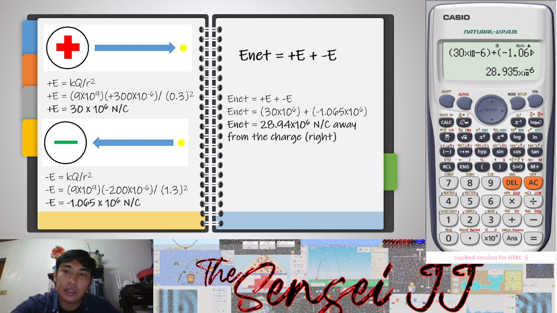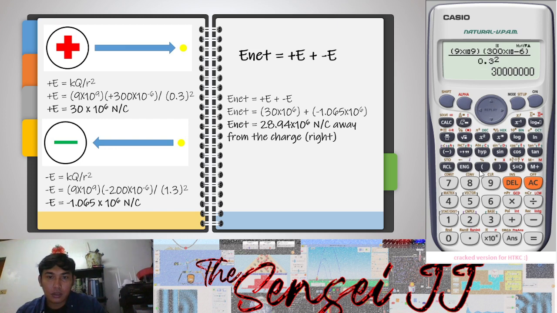Okay, so we have here negative 6. We have here negative 6. So is there a typo, tama ba? Oh, 6 pala. Tama, tama. Wala pala siyang negative sa ating exponent. So we have here 28.94 times 10 raised to 6 Newton per Coulomb away from the charge, going to the right.